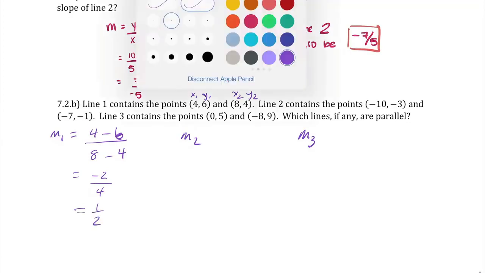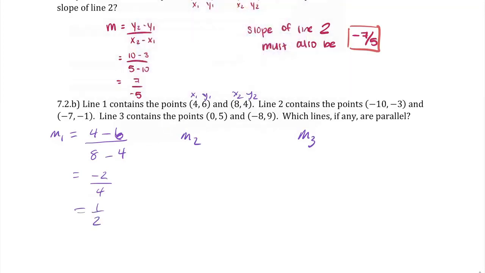I'm actually going to change colors so you guys can see which lines I'm working on each time. Okay, next set of points. x1, y1, x2, y2.